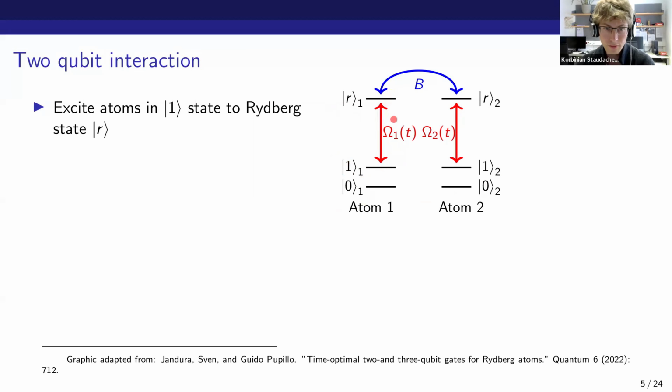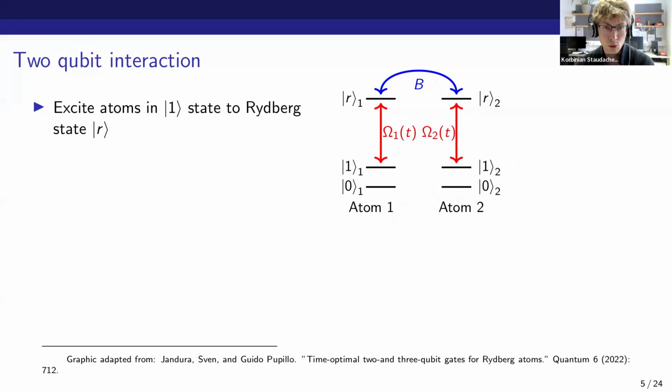And now we have the peculiarity that if two atoms are very close to each other, they cannot both be in the Rydberg state at the same time because we have a strong van der Waals force between those Rydberg atoms, between the electrons here, because they are so far away from the nucleus, so that two atoms cannot be in the Rydberg state at the same time.